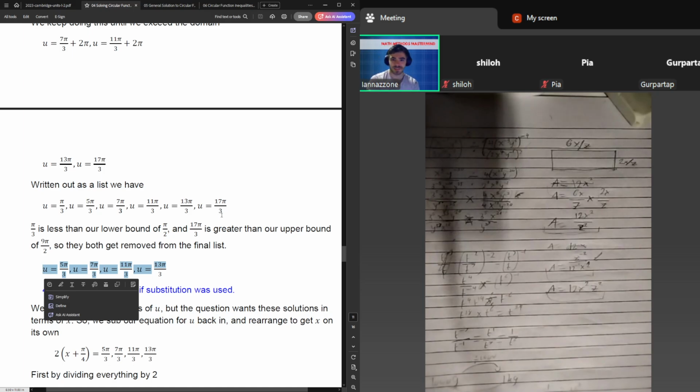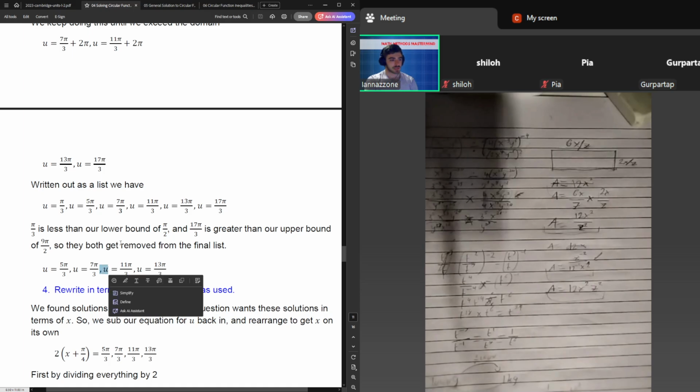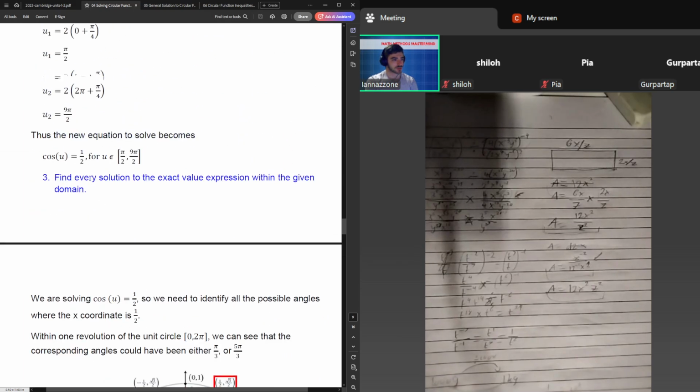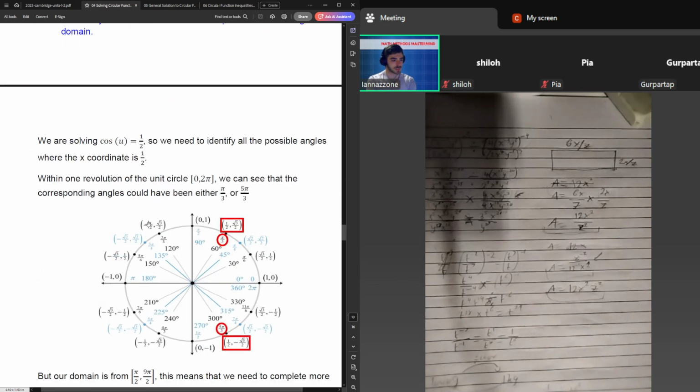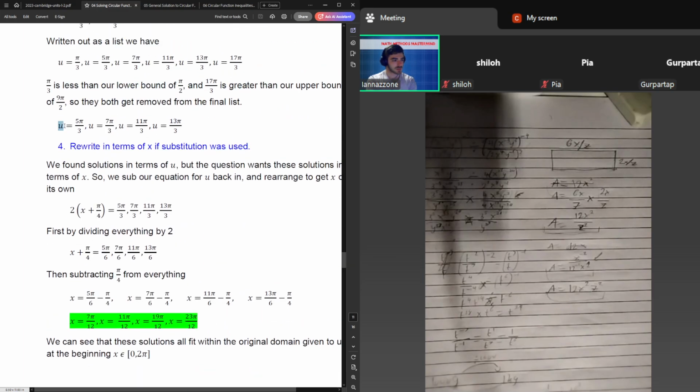Unfortunately, it wasn't our starting point. We have solutions written in terms of u, but our original equation was in terms of x. So all we're going to do from there is make sure that we get our solutions back in terms of x. These u values, we already know that u is the same thing as 2 bracket x plus pi over 4. So every single u that we've written down is now going to be replaced with this. That's going to convert us from u back into x. And so in this case, instead of saying u equals all these things, we now say 2x plus pi over 4 equals all those things.